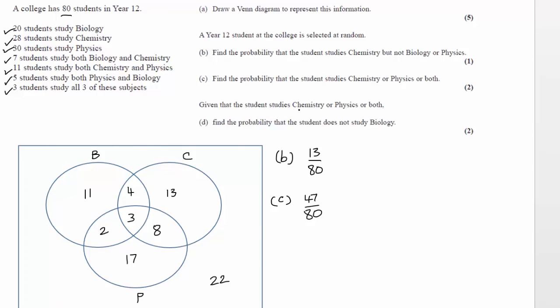Given that the student studies chemistry or physics, so this is a conditional probability. If we know that we're only looking at chemistry or physics students, we know that there are 47 of those. Find the probability that the student does not study biology. Well, we're ignoring these 9, so there are 38 of them. 38/47. Okay, so I hope you found that quick tour through set notation useful.